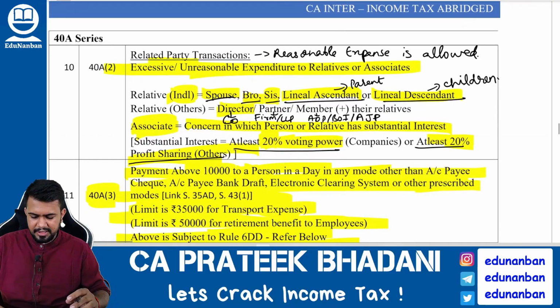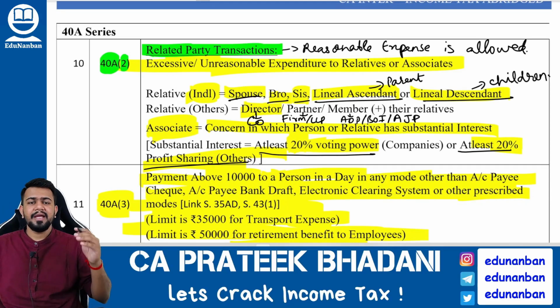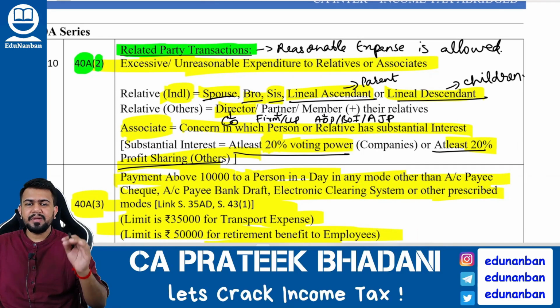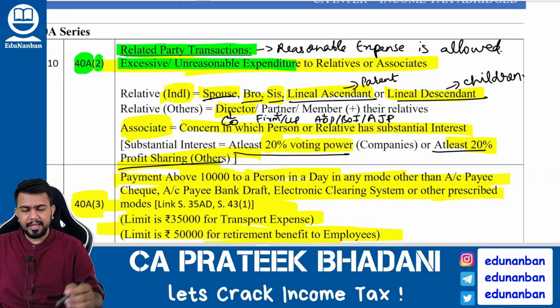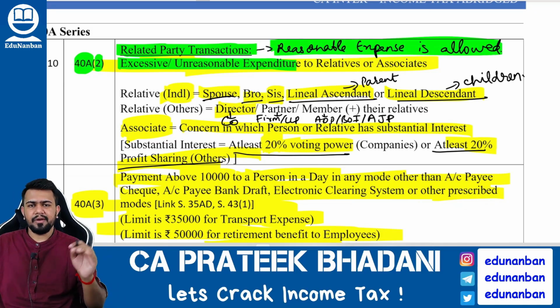Now let's come to section 40A series. Section 40A subsection 2, related party transaction. If any payment is made to a related party, then the unreasonable amount or excessive amount will not be allowed as deduction. Okay, hence only the reasonable amount or the fair amount will be allowed as deduction.